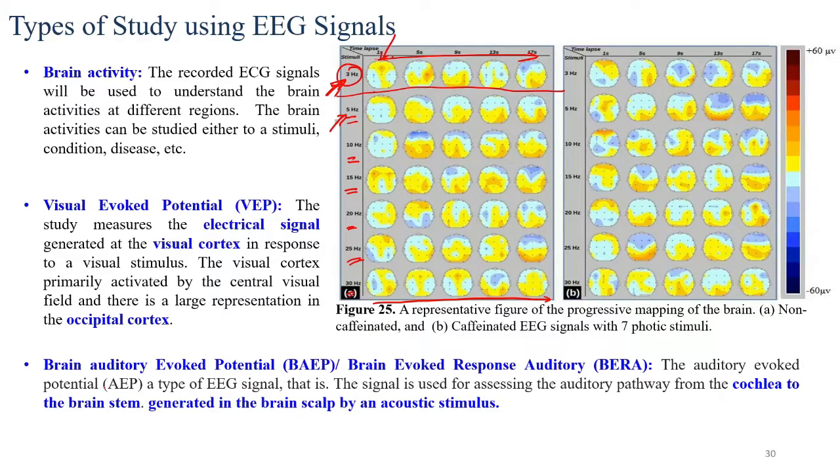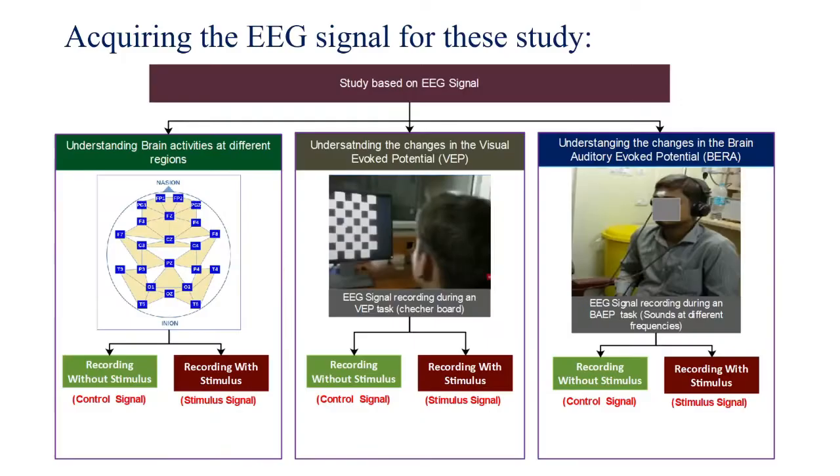Then we can also have auditory evoked potential, which is called BAEP, or brainstem auditory evoked response. Over here, instead of giving the stimulus through light, we use headphones to generate different frequency sounds, and then we measure the brain activity. That helps us understand how the auditory pathway, from the cochlea to the brainstem, is working, and those signals can be picked up through the EEG electrodes.